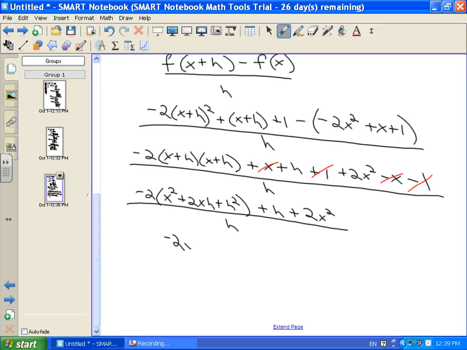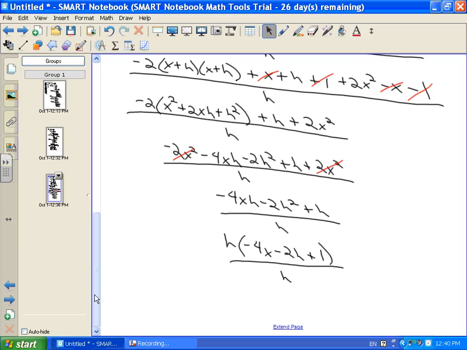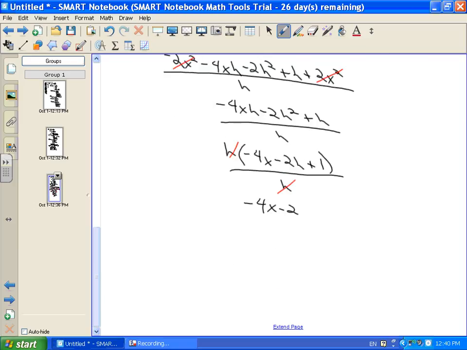So I get a -2x squared minus 4xh minus 2h squared plus h plus 2x squared, all over h. I still get a little bit more canceling. This goes with that. I got -4xh minus 2h squared plus h all over h. What does everything in the top have in common? Yeah, they almost all have 2's, but they definitely all have h's. So I can pull that out, leaving me behind with a -4x minus 2h plus 1. And then these h's cancel. I'll be left with -4x minus 2h plus 1.